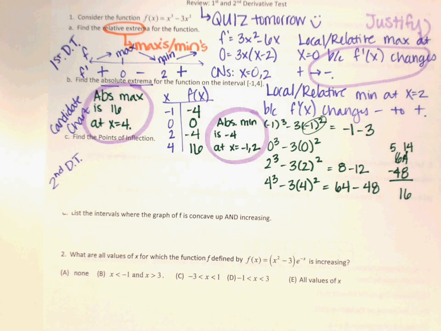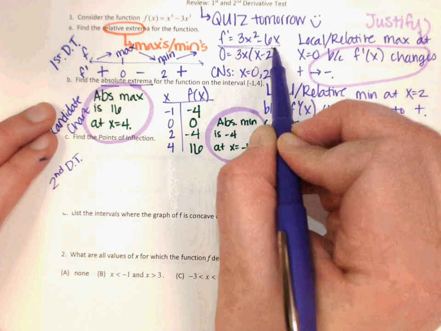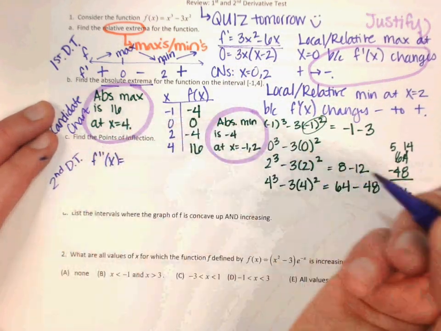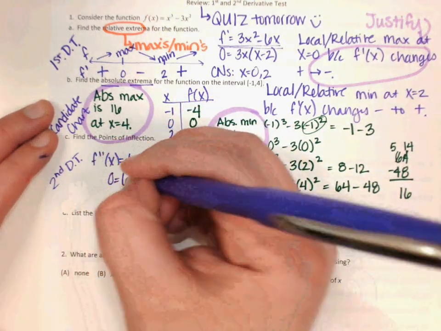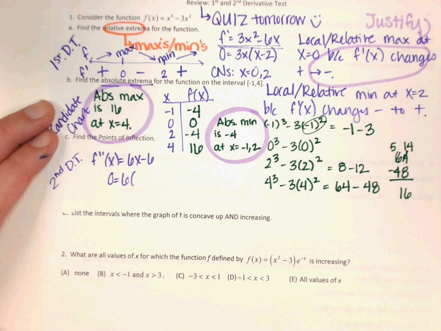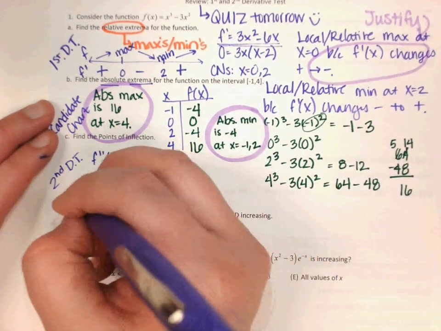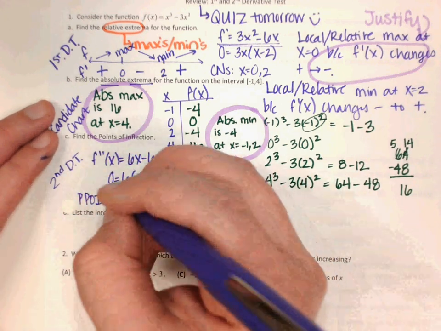Okay, points of inflection, that's a second derivative test. So f prime is here. What is f double prime? 6x minus 6, set it equal to 0, take out a 6, what's left over? Which means that my PPOI, P-P-O-I, is what? 1.